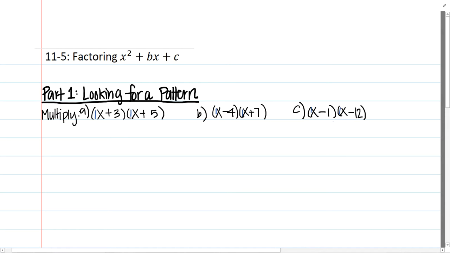So this is what we're looking at. Okay, you know how to do this. Go ahead and multiply all three of these together. Write down what you got, and then we'll look at the pattern together.